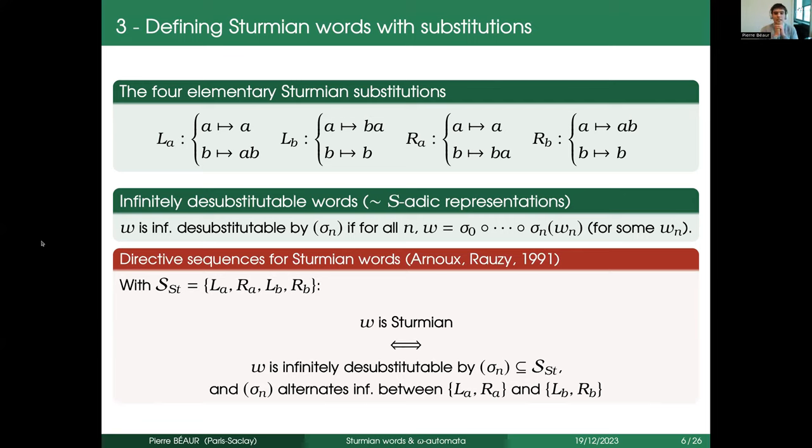So on the top, you can see the four reindeers of Christmas, L_A, L_B, R_A, and R_B, which are four specific substitutions that we'll use in the following. There's a result, and what I use is the result of Arnoux and Rauzy, which states that a word is Sturmian if and only if it can be infinitely desubstituted by some substitution between L_A, L_B, R_A, and R_B, and I can change infinitely between the A's and the B's. What does it mean to be infinitely desubstitutable? It means that given w, I can just go back in time, going through the substitutions.